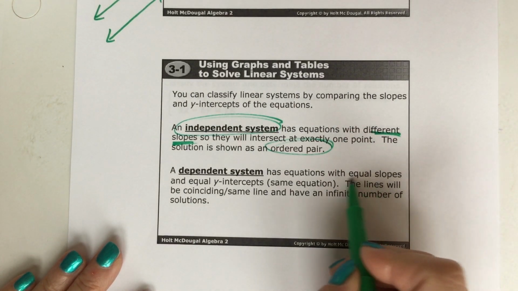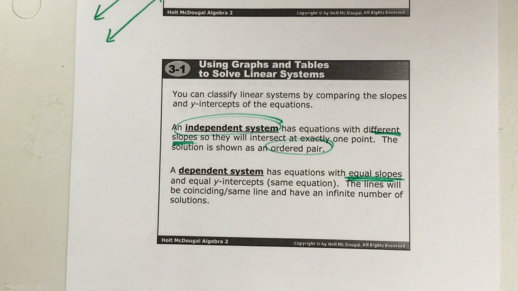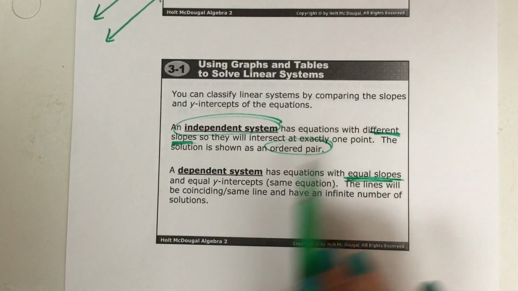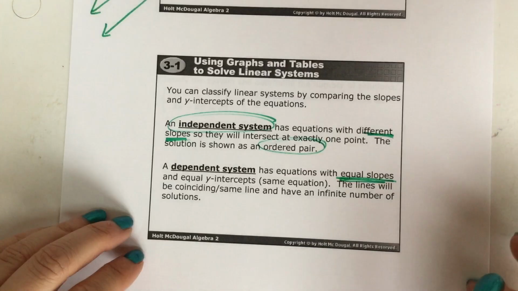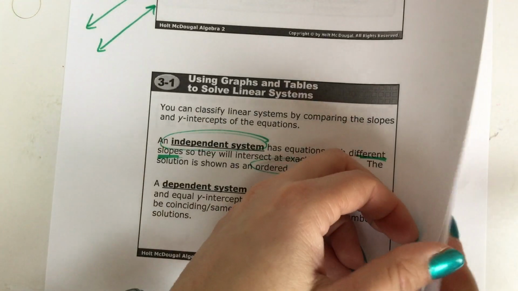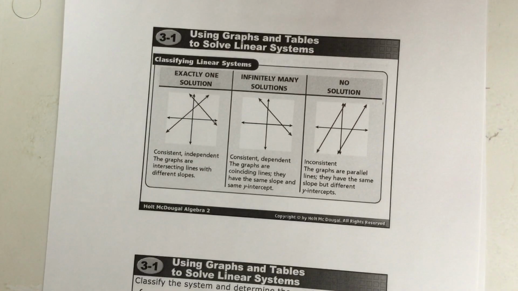Dependent system means that they have equal slopes. If they have equal slopes, they're either going to be the same line, meaning you have an infinite amount of solutions, or they're going to be parallel. If they don't start at the same spot and they have the same slope, they're rising and running at the exact same rate. They will never touch. Okay, so independent, different slopes; dependent, equal slopes. So now what they want us to do is classify systems.